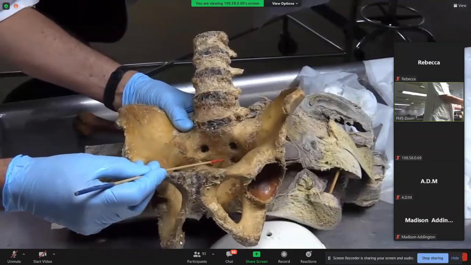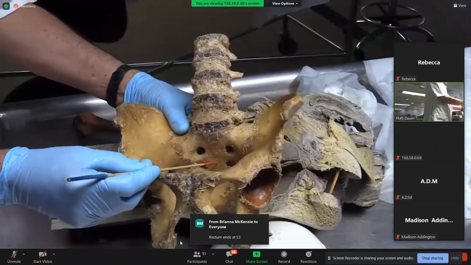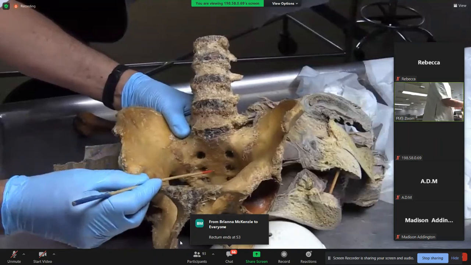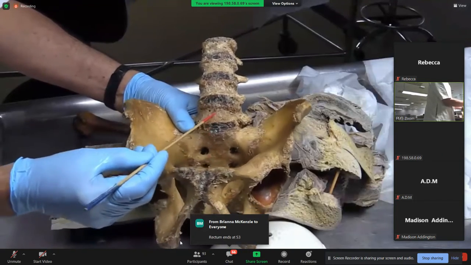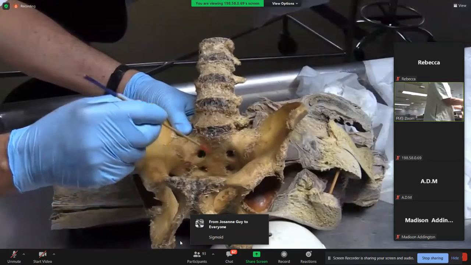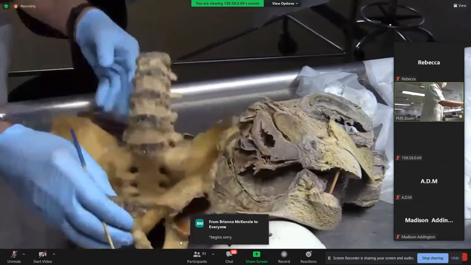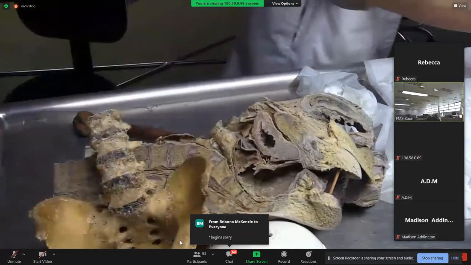What transition happens in front of S3? The sigmoid mesocolon ends. Remember the sigmoid mesocolon is triangular in shape, and the medial limb of it, right? Medial limb of it.